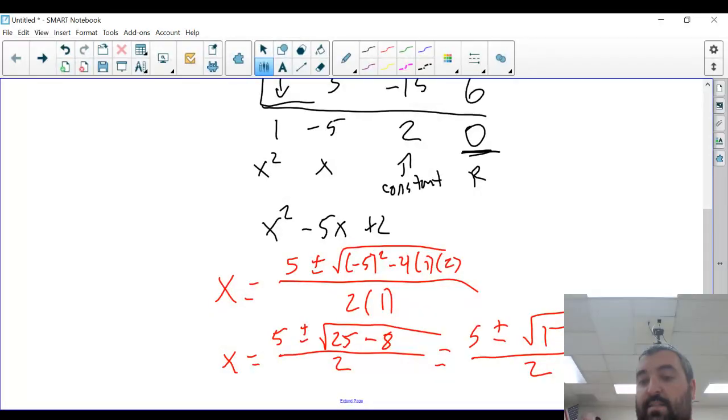And this will not simplify, so our other 2 zeros are 5 plus square root 17 all over 2, and then 5 minus square root of 17 all over 2. So there we go. There's our 2 answers.